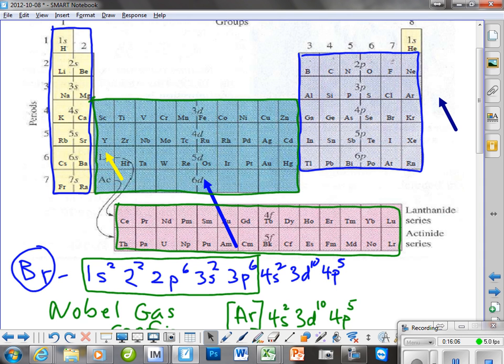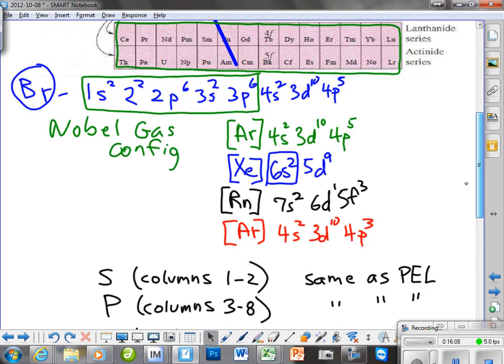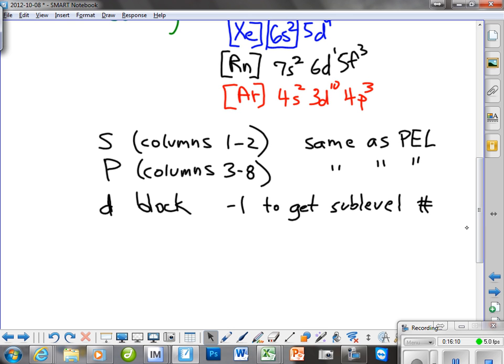Principal energy level 6. So, how do we figure out our F's? Yes, F block. Subtract 2 to get the sublevel numbers. Now you can take a periodic chart anywhere, and if you know just this much, you can write your electron configurations.